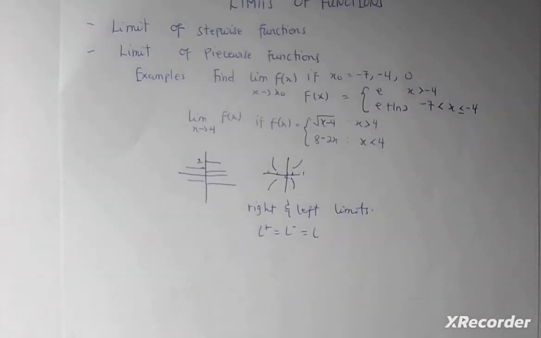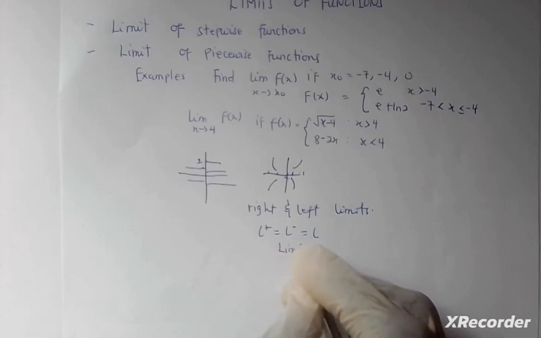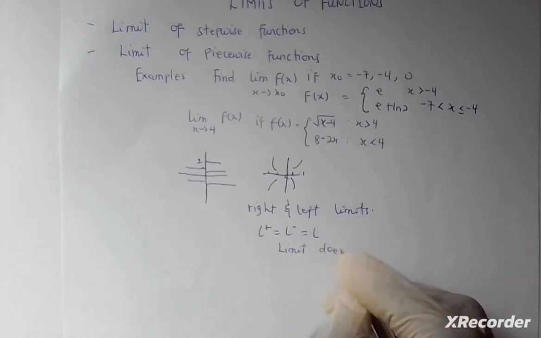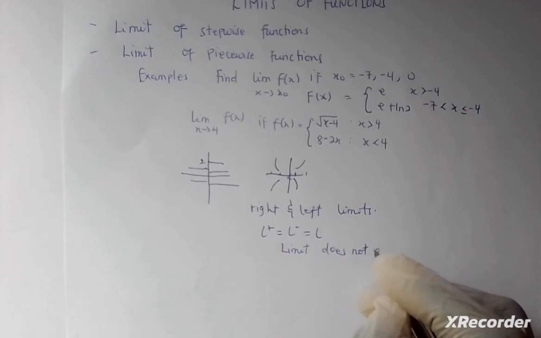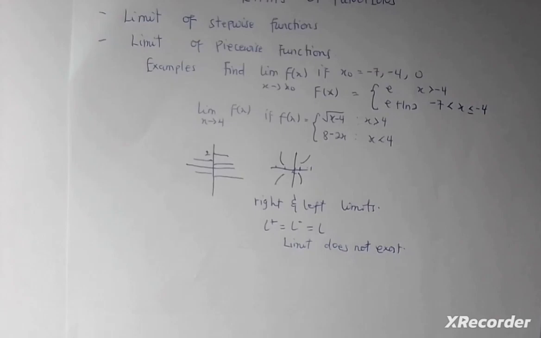So for you to get a defined limit, it means that your left limit, or limit as you approach that point from the left, should be equal to the limit as you approach that same point from the right. If it happens to give you different values, then your solution to the limit is simply limit does not exist. That will be your simplest solution. Limit does not exist. Let's take examples to see how we solve this.